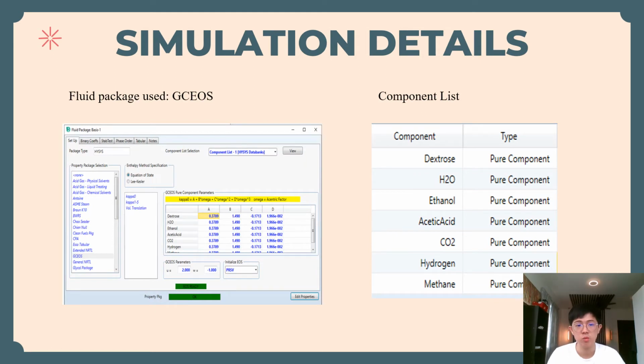The fluid package used in our simulation is the GCEOS fluid package, which is the generalized cubic equation of state package. This package was chosen because it allows the user to add their own parameters, and it is also useful when the user needs to build their own model. On this slide, you can also find the component list, which includes all the components involved in the simulation: dextrose, H2O, ethanol, acetic acid, carbon dioxide, hydrogen, and also methane.